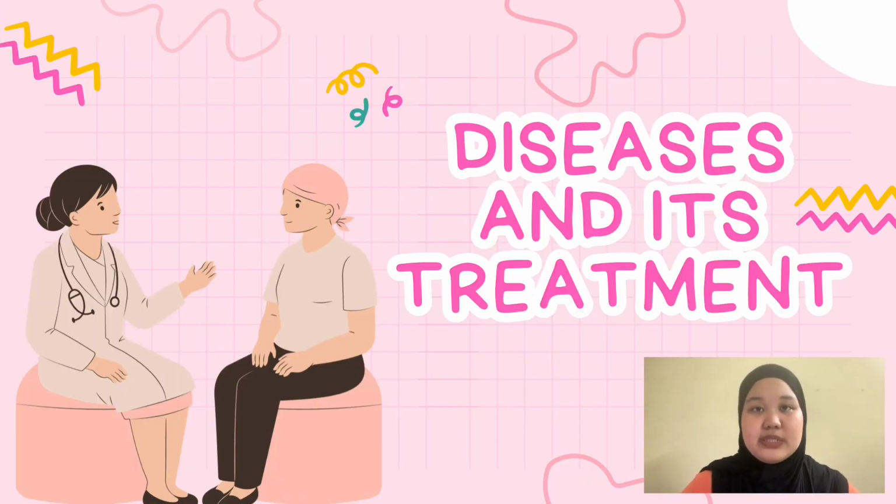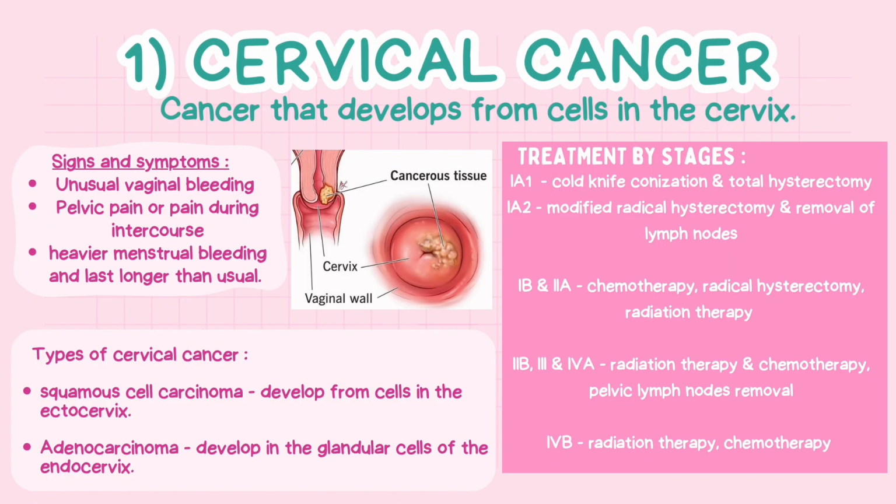Next, I'm gonna present about diseases and its treatments. The first one is cervical cancer. Cervical cancer is a type of cancer that develops from cells in the cervix. Some of the signs and symptoms include unusual vaginal bleeding, pelvic pain, pain during intercourse, and also abnormal period, where the bleedings are heavier and lasts longer than usual.